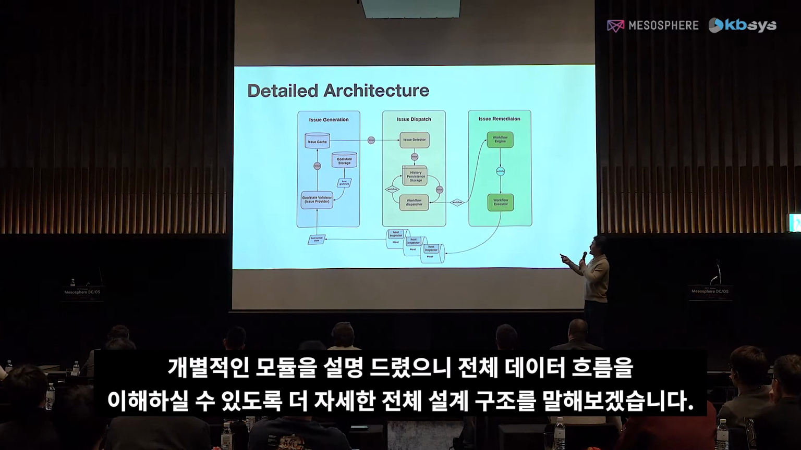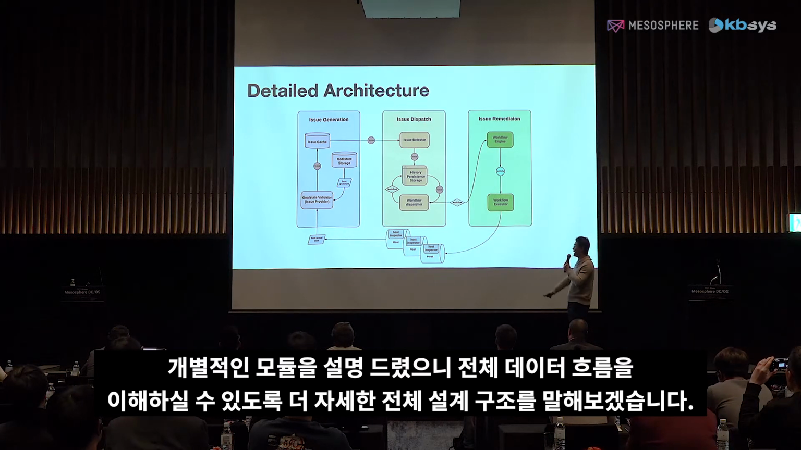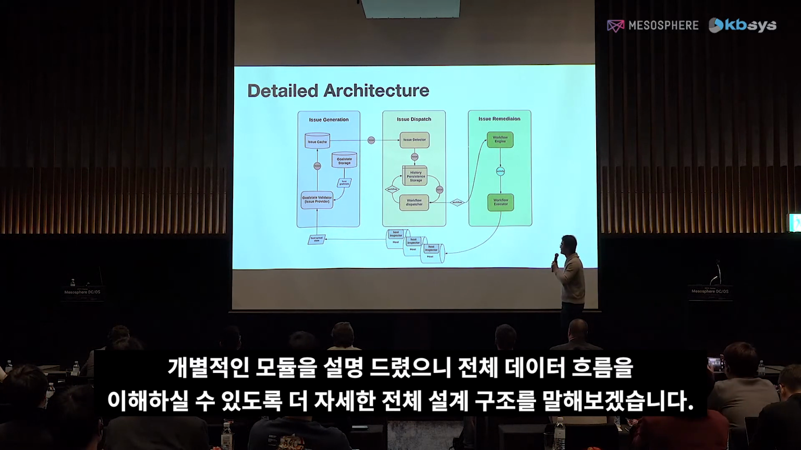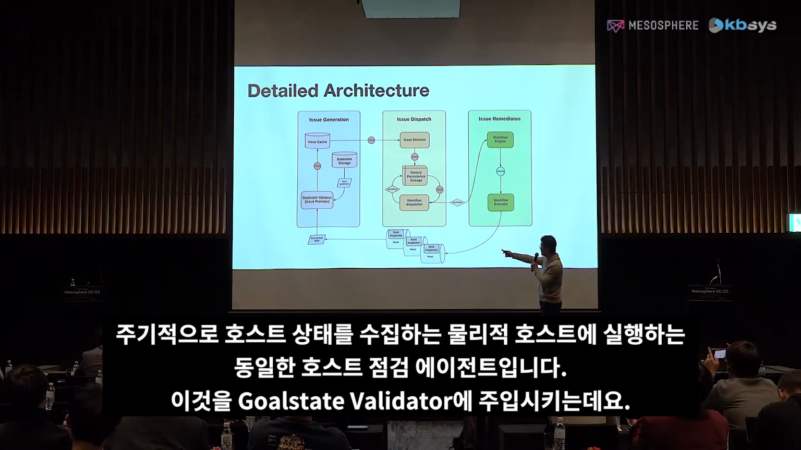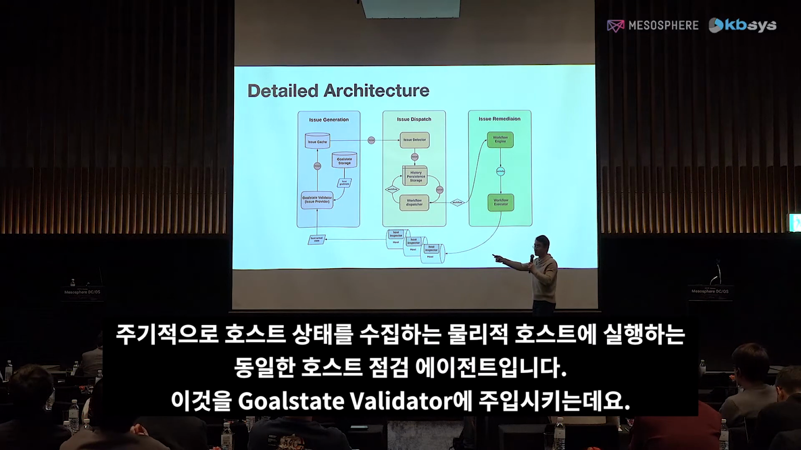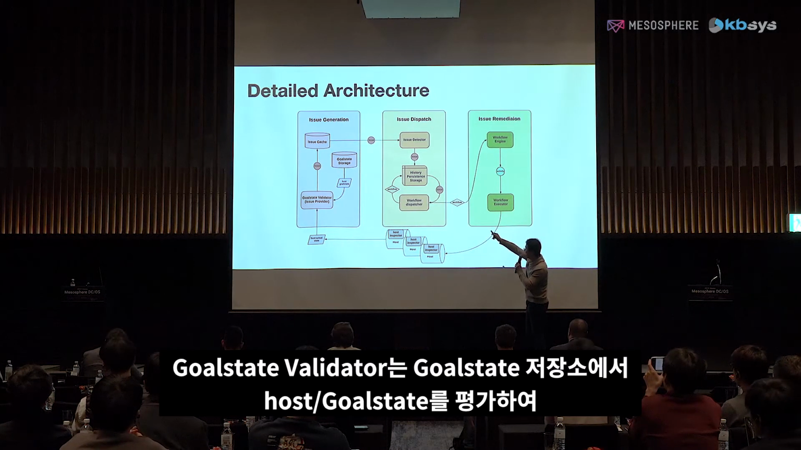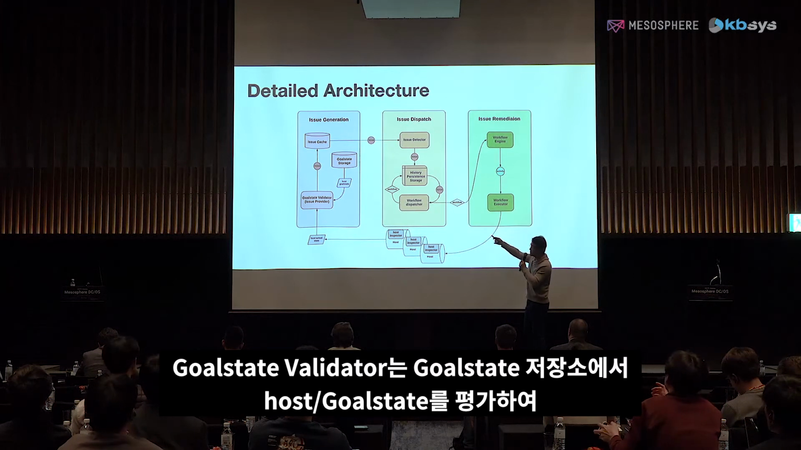Okay, after talking about each individual module, let's give a more detailed overview of the architecture again to help you understand how the entire data flow looks. Again, it's the same host inspector agents running on every single physical host, collecting the host actual state periodically, and it ingests that host actual state into something we call Go state validators. This Go state validator is reading the host/cluster Go state from our Go state storage.